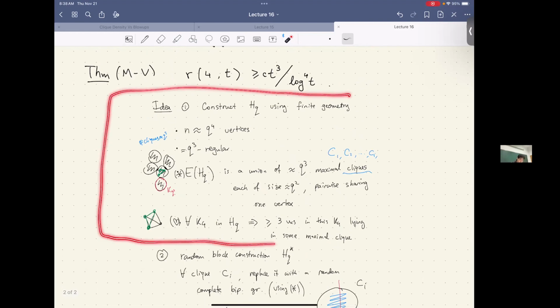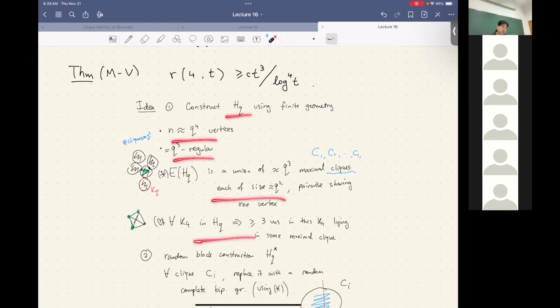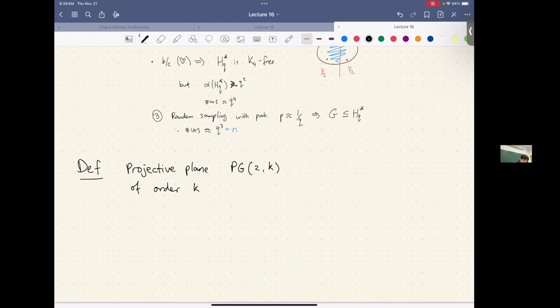How do we get the first step? Okay, how do we get such a graph HQ with all these nice properties? So let's start with recalling the definition of the finite projective plane, denoted, of order K, let's say, by PG(2,K). This is the notation.